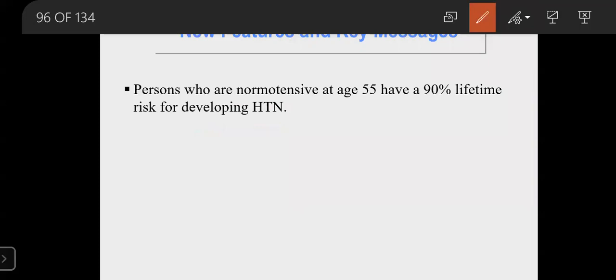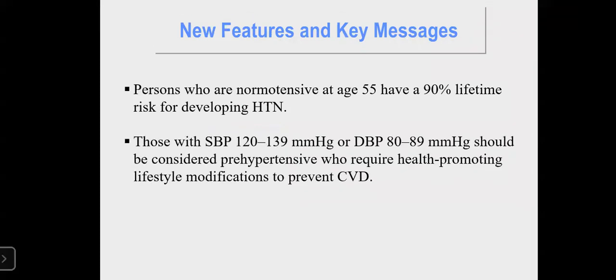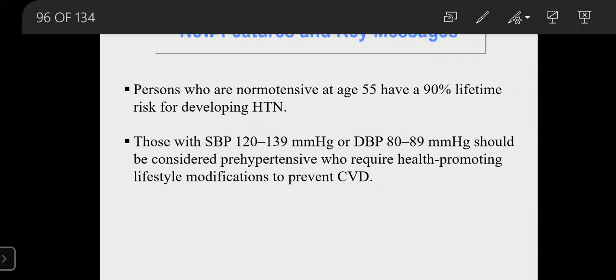So these patients with blood pressure of 120 as a systolic and diastolic 80 to 89 should be considered pre-hypertensive, and they require health care modification, lifestyle modification. This is the new classification. The old normal becomes pre-hypertension.